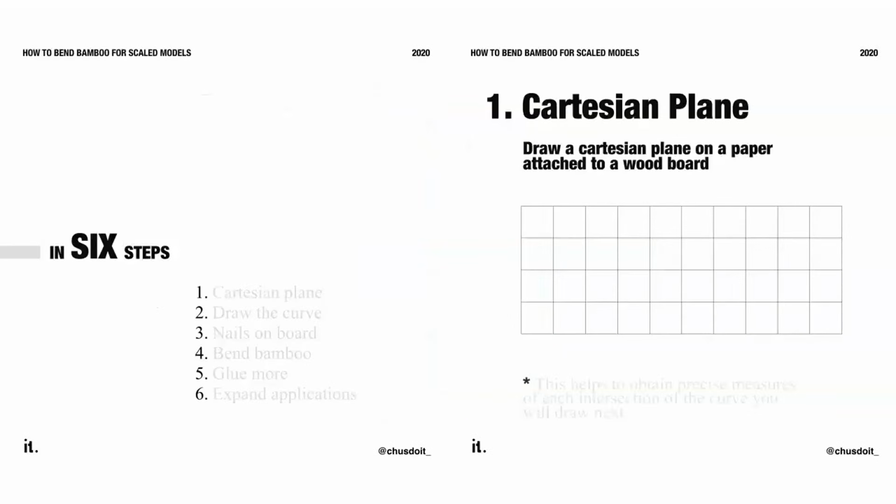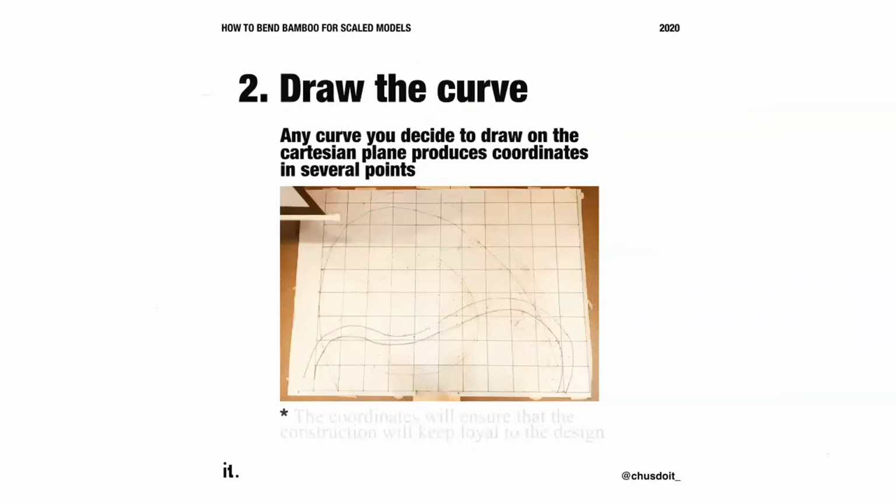Step 1. Draw a Cartesian plane on a wooden board. This helps to get precise measurements of each intersection of the curve that you will draw next. Step 2. Draw any curve on the Cartesian plane to produce the coordinates. The coordinates will ensure that the construction stays true to the design.